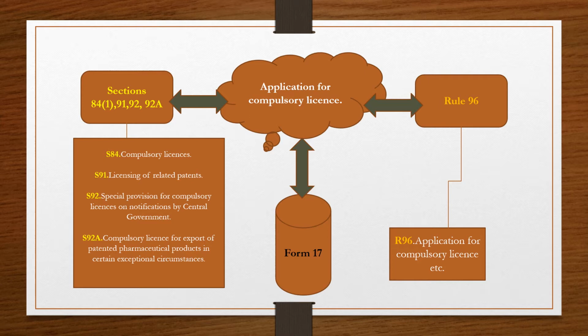Section 84 is compulsory licenses. Section 91 is licensing of related patents. Section 92, special provision for compulsory licenses on notification by central government. Section 92A, compulsory license for export of patented pharmaceutical products in certain exceptional circumstances. Fine. And rule number 96 says application for compulsory license, etc. The keyword here is compulsory license. Fine. Next we'll proceed.